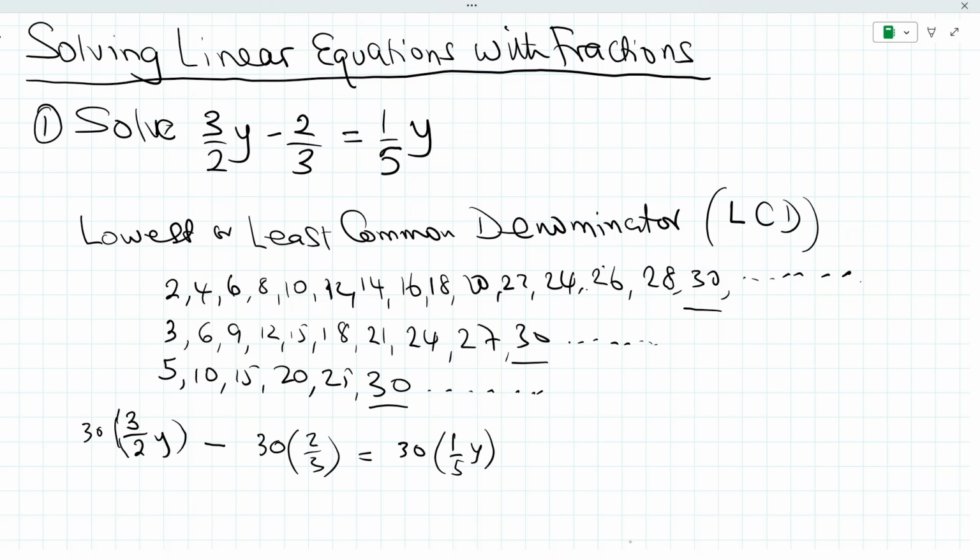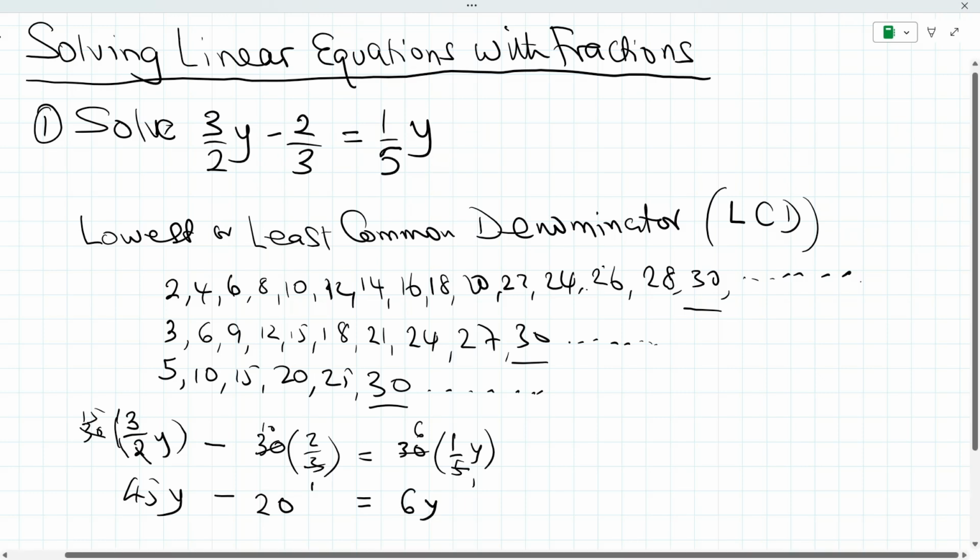So when we multiply 30 by 3 over 2y, we have 1 here and we have 15 here. So this will be 45y minus 30 multiplied by 2 over 3. 3 will be ones, and 3 here will be 10. So it's minus 20, and this will equal to 30 multiplied by 1 over 5y. 5 will be ones, and 5 here will be 6. So this will equal to 6y. So we have 45y minus 20 is equal to 6y.